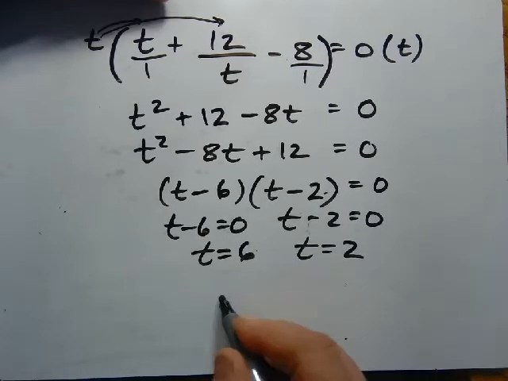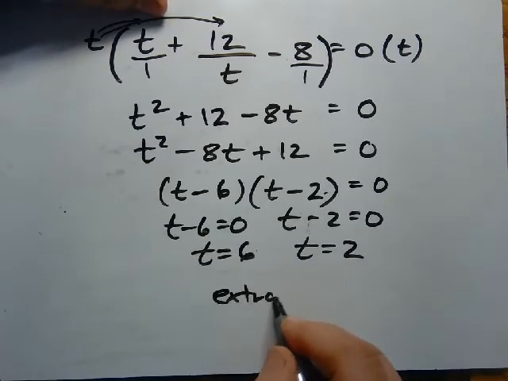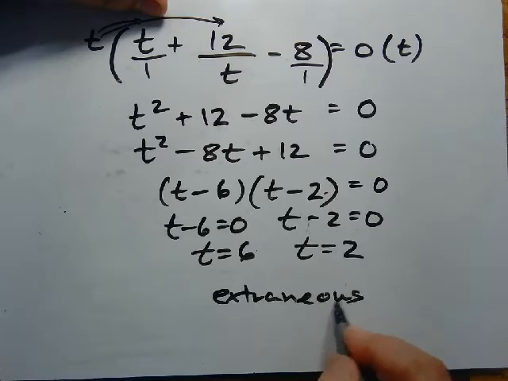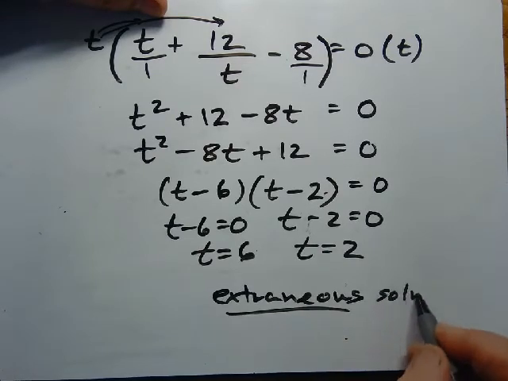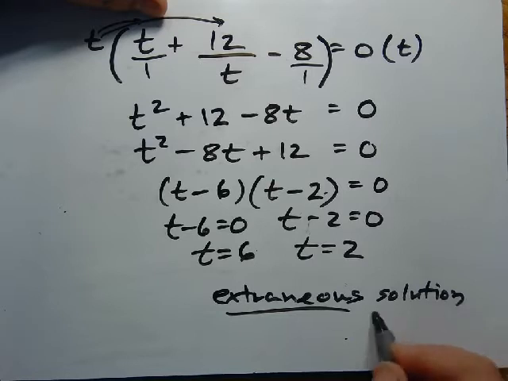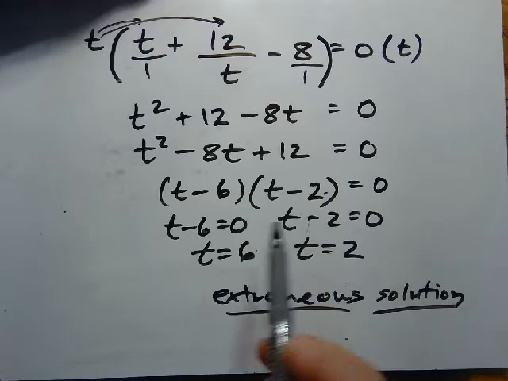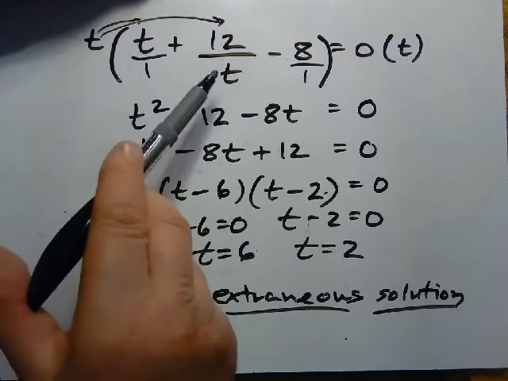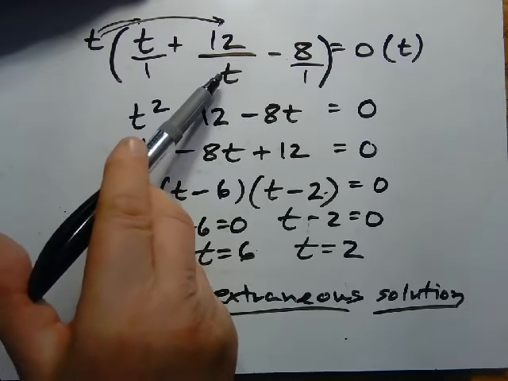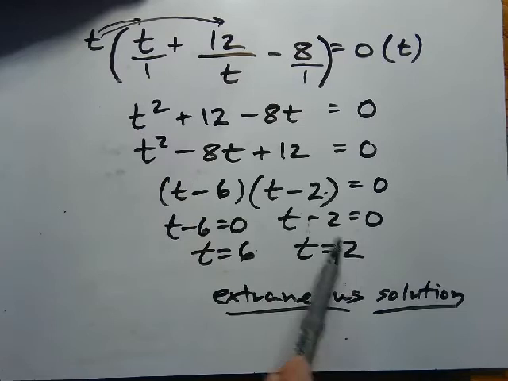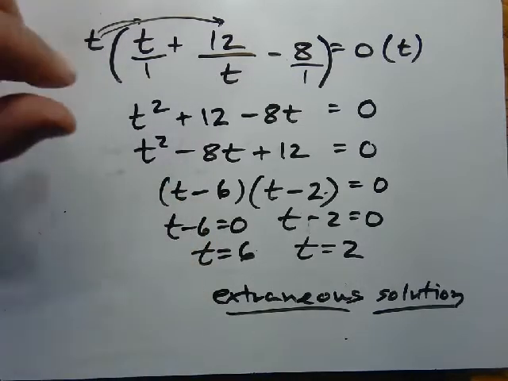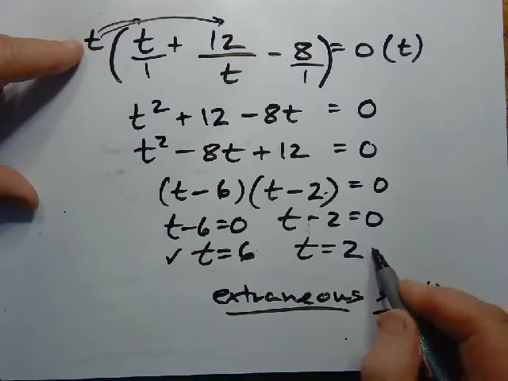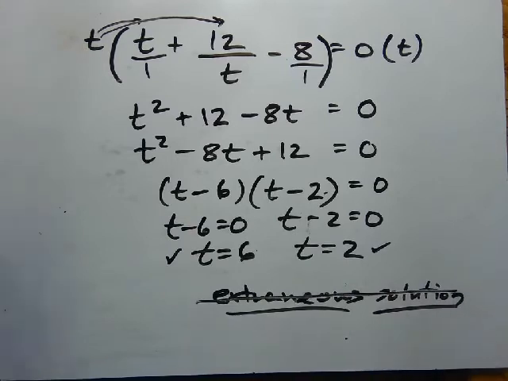If an answer didn't work, we'd call it extraneous. If it doesn't work, it's an extraneous solution. We found it, but it doesn't work in the original. But let's see if any of these are extraneous solutions. If I put 6 back in here, in the denominator particularly, that's okay. And if I put 2 back in here in the denominator, that's okay. So both of these are good answers. There's no extraneous solution in this particular problem. Okay?